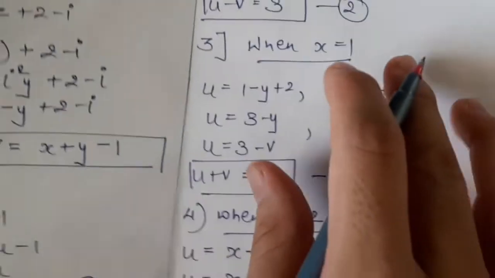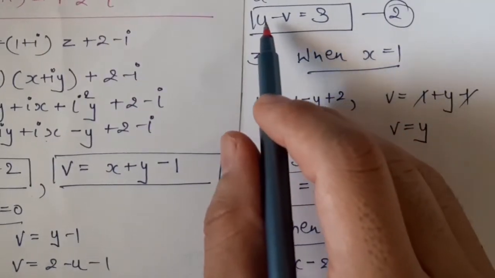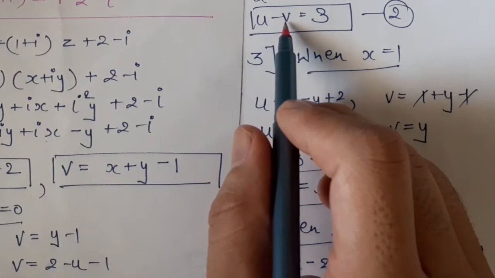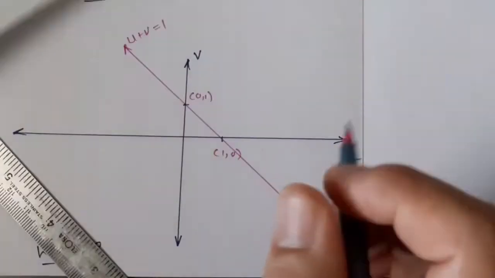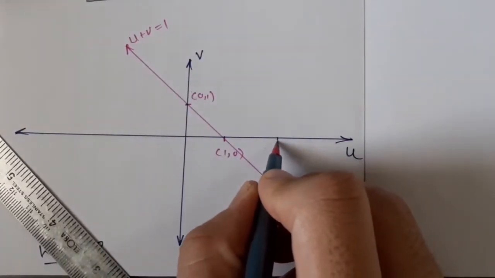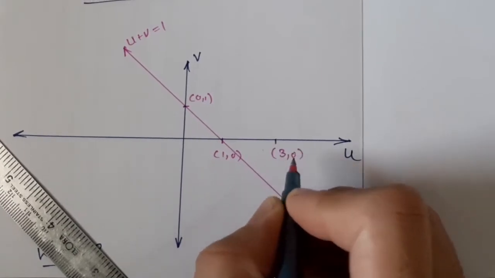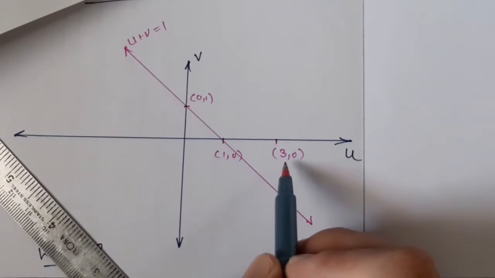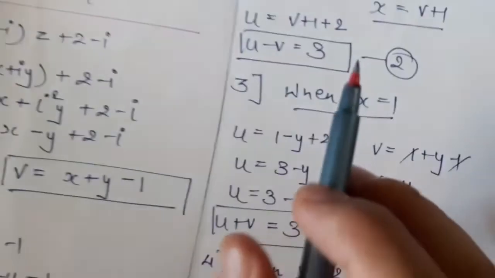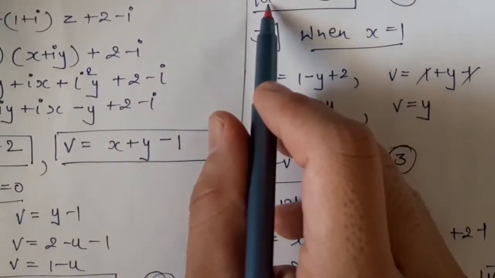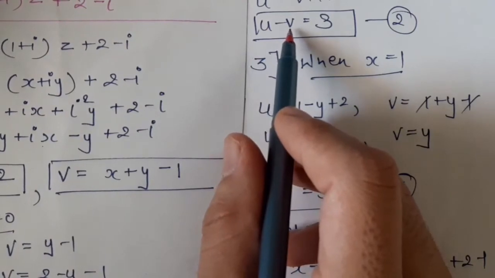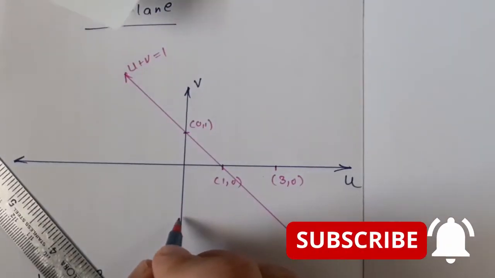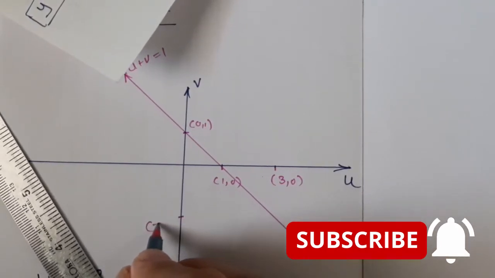Now we will see equation number 2. Here u minus v equals 3. If we put v equals 0, we get u equals 3, so the point is (3, 0). That means u is 3 and v is 0. The second point will be, if we put u equals 0, then we get v equals minus 3.